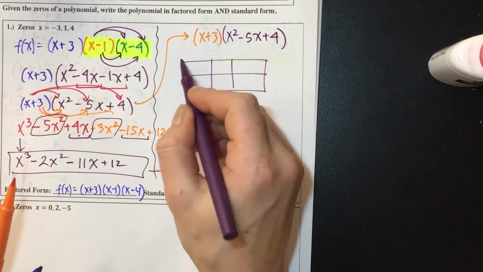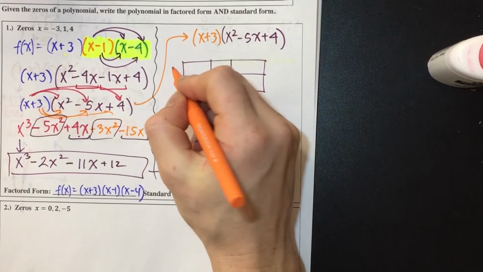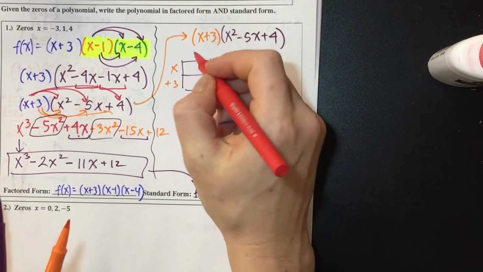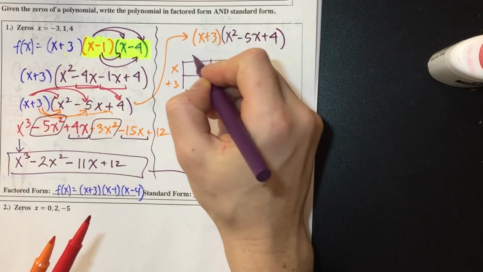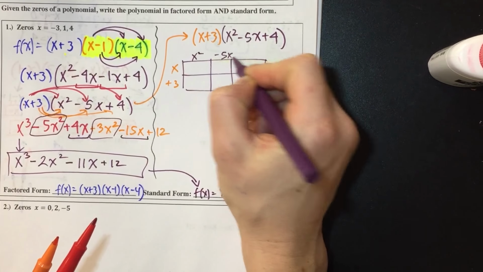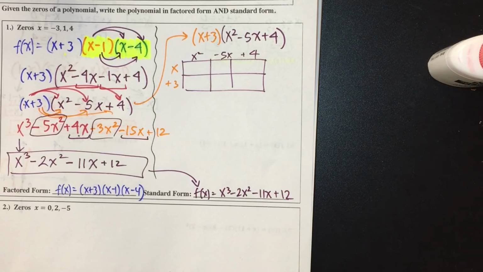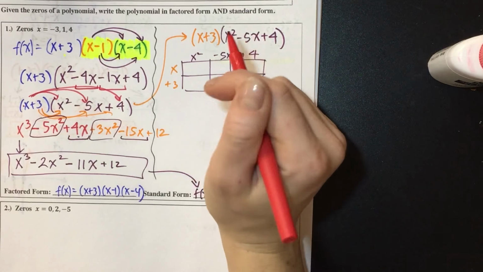It's 2, because that binomial has 2 terms, x plus 3, by 3, because the trinomial has 3 terms: x squared take away 5x plus 4. And it's kind of like a Punnett square. Like those polynomials are making babies, and we got to see what their phenotypes are going to be.